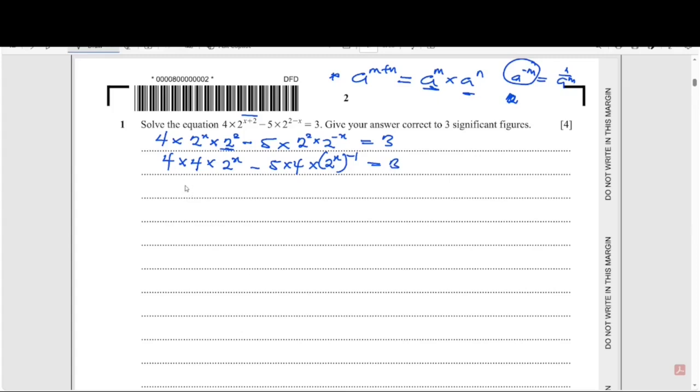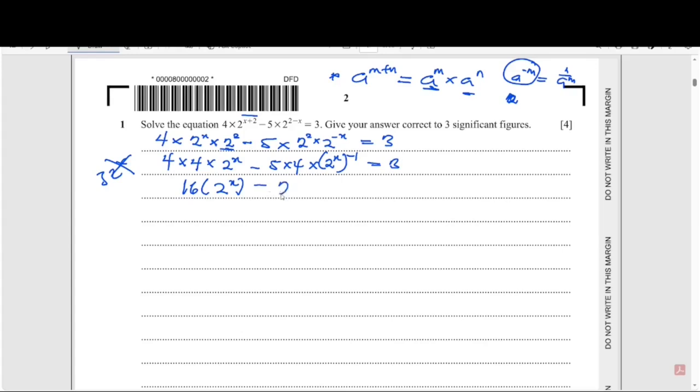Now 4 and 4 will be 16 times 2^x. Mind you, we can't multiply 16 and 2 here and get 32^x, and the reason is simply because 2 has an exponent. Until we find what the value of x is, we can't solve this directly. We need to find the exponent and then find the value of 2 to that exponent before we multiply by 16. So this cannot be written as 32^x, and that will be wrong.